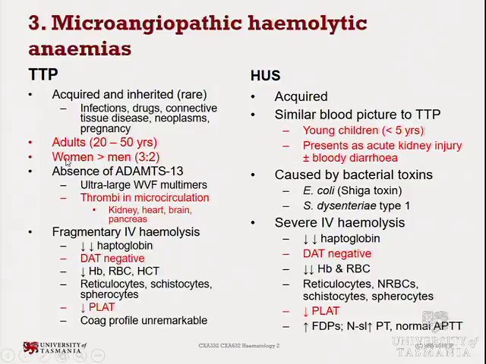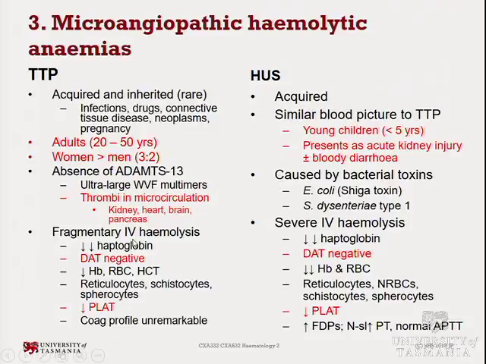So while TTP can affect various organs, the kidney being one of them, HUS, hemolytic uremic syndrome, presents as an acute kidney injury. So you tend to get abdominal pain or flank pain and bloody diarrhoea in young children. You get a severe intravascular hemolysis.